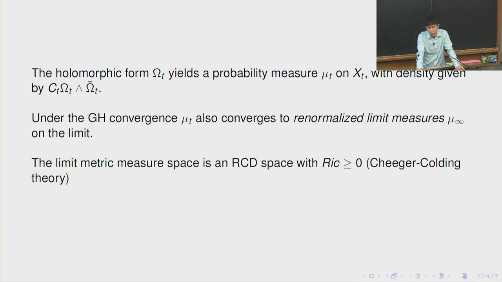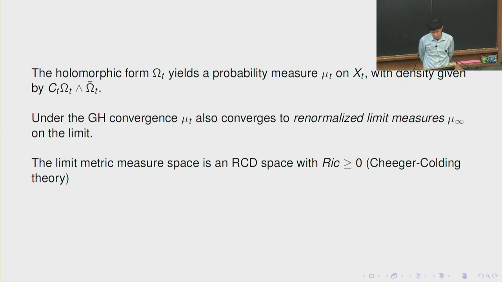There is also a notion of dimension on the limit. If the dimension does not drop, this renormalized limit measure is basically just the Hausdorff measure in the limit. But if the space is collapsing to a lower dimension, then the total volume is going to zero, so one has to do this renormalization. That's why this is called a renormalized limit measure.